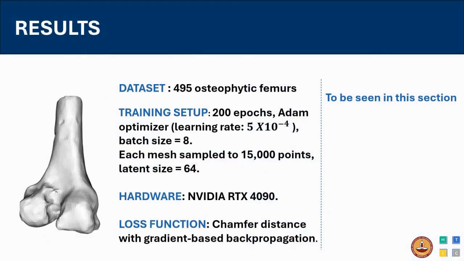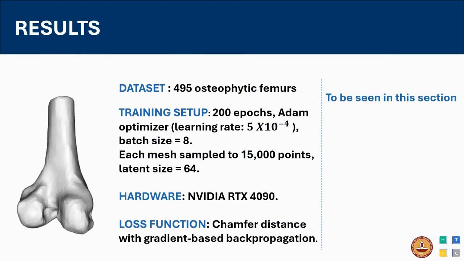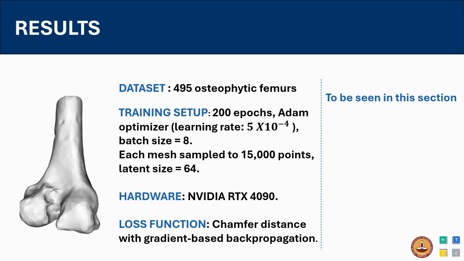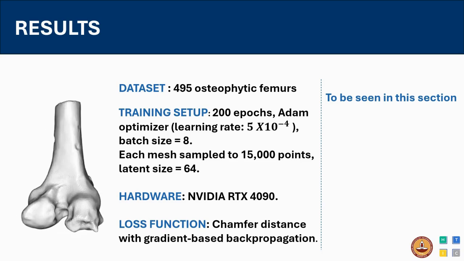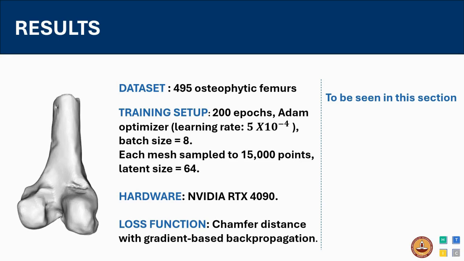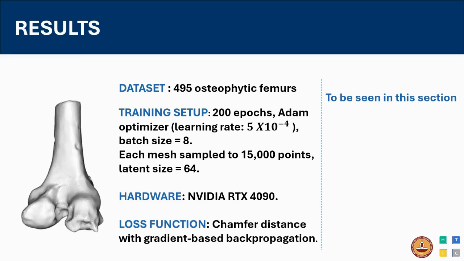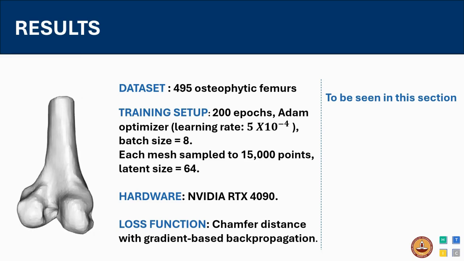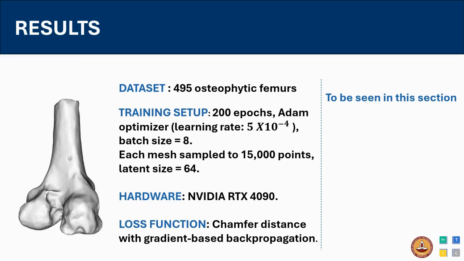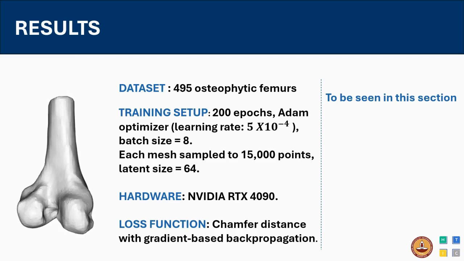The results section of Osteodeform, which is a model trained to remove osteophytes. Osteophytes are bony projections commonly seen in osteoarthritis. Our dataset, which is the OST femur dataset, contains 495 osteophytic femur meshes. Out of these, 405 were used for training along with their corresponding healthy femurs. The aim is not just to remove osteophytes but to restore the femur shape while preserving anatomical accuracy, which is crucial for surgical planning in total knee arthroplasty.